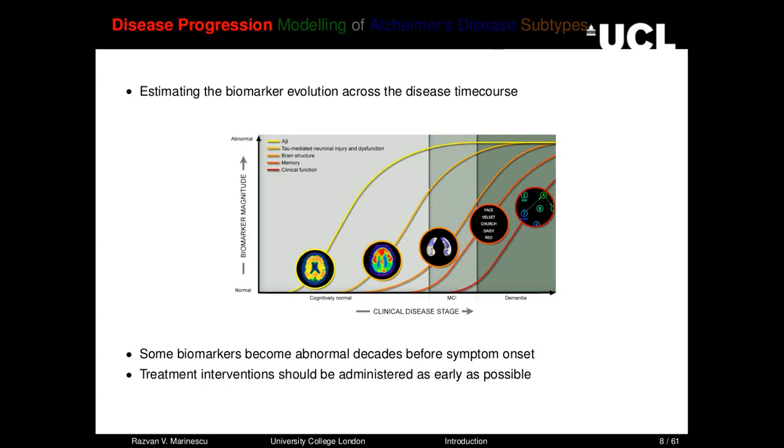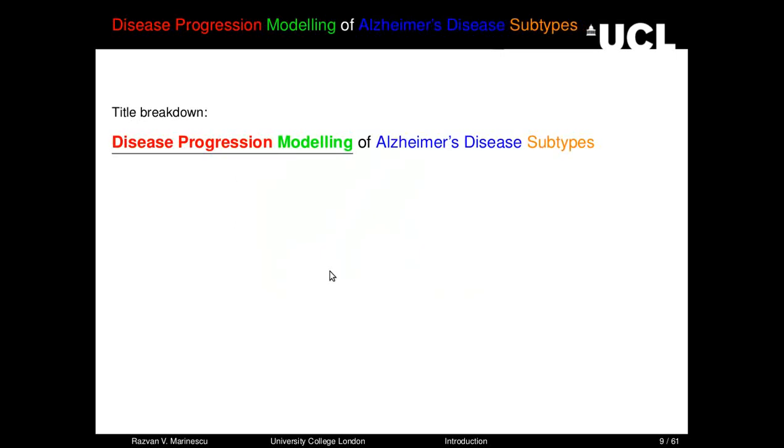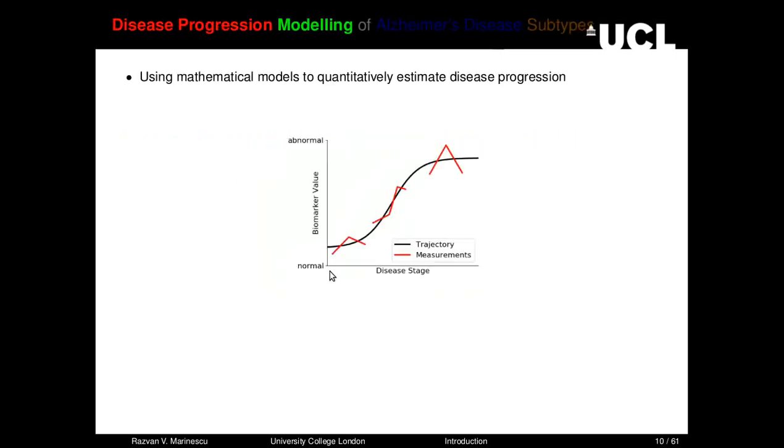And this is very important because some biomarkers, such as amyloid beta or tau, become abnormal much earlier, very early in the disease process, in the preclinical stages, so before any symptoms become evident. And this is really important because we currently believe that in order to develop efficient drugs which will show any benefit, these would have to be administered as early as possible.